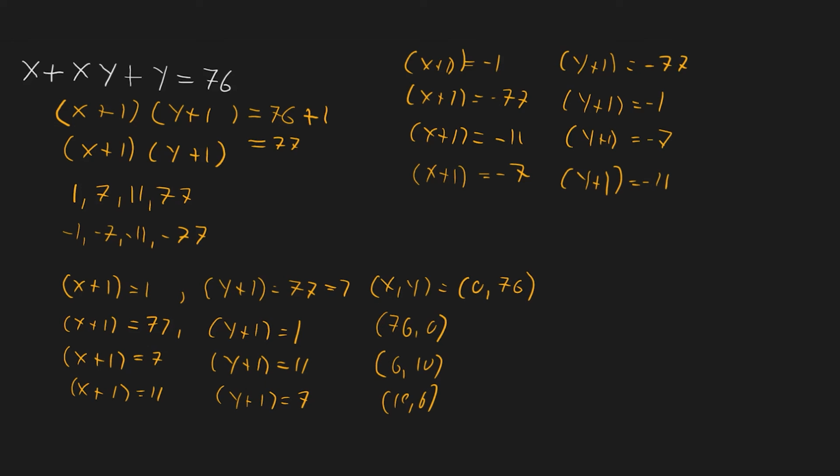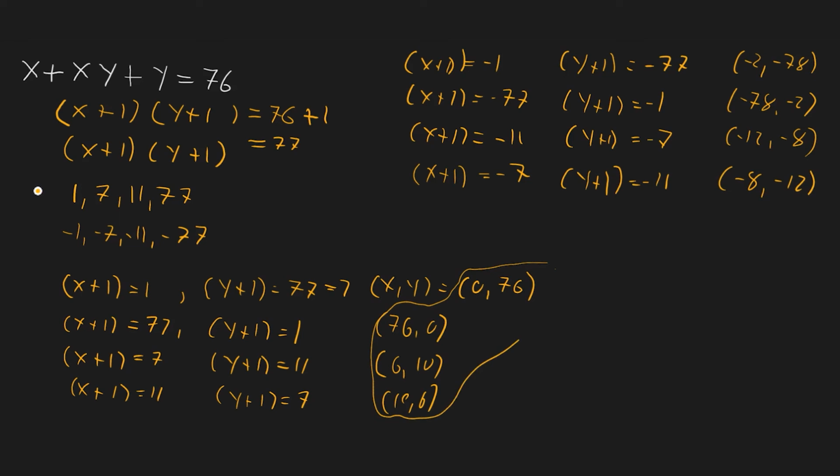And again, if we look at this, here we need x to be minus 2 and y to be minus 78, and reversed, minus 78, minus 2. And here we need x to be minus 12 and y to be minus 8, and reversed, minus 8, minus 12. So these are all the solutions, 8 different solutions to this problem.